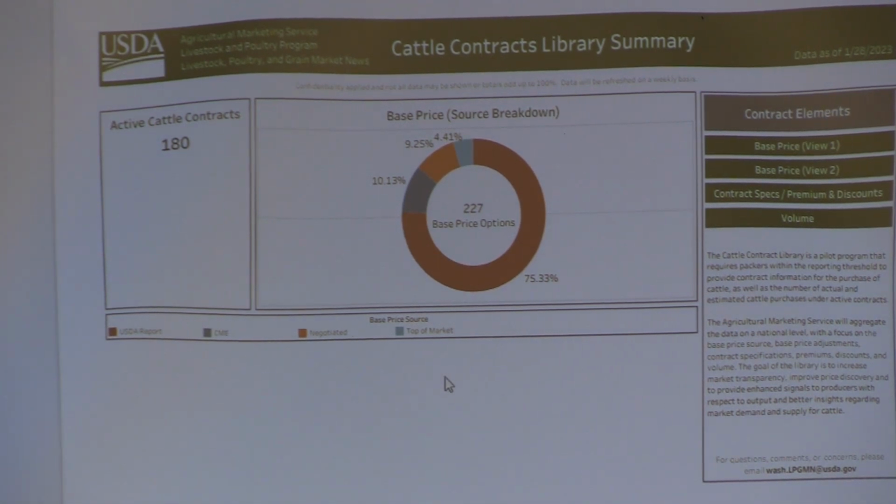So the library itself covered any packing companies who harvest 5% or more of the nation's cattle, and we used a 5-year average to set that threshold. So what you're seeing here is submissions from the major packers in this country, major beef packers. In the first version of the library, we had 180 active contracts submitted to us. So there's 180 total contracts and 227 different base price options housed within those contracts.